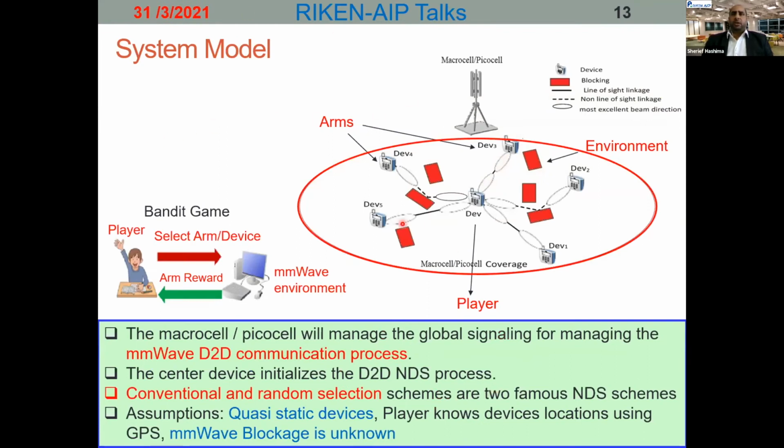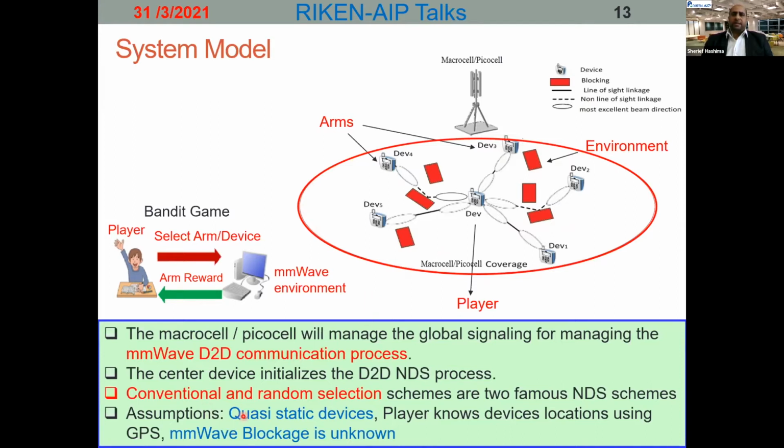In our utilized system model, we have a small 5G macro cell or picocell, which is in a stadium or at a traffic light. And there is a central device that wants to establish device-to-device communication, so it is searching for which best device to connect to. Now the player is the central device and the arms of the bandit are the nearby devices. The environment is the millimeter wave, which is a severe blockage environment.